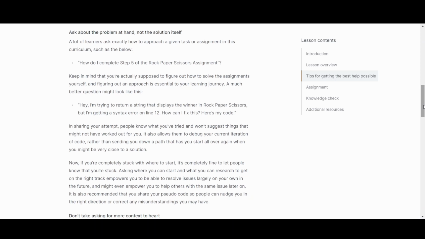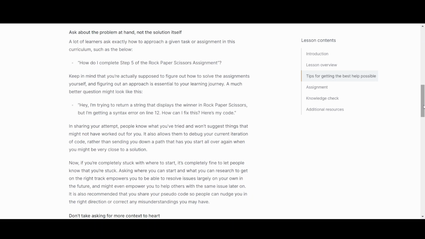Here's my code. In sharing your attempt, people know what you've tried and won't suggest things that might not have worked out for you. It also allows them to debug your current iteration of code, rather than sending you down a path that has you start all over again when you might be very close to a solution. That's a way for you to develop your learning and not just use copy and paste code without understanding what it does. That's even more important when you're a beginner and your absolute focus should be the learning itself.